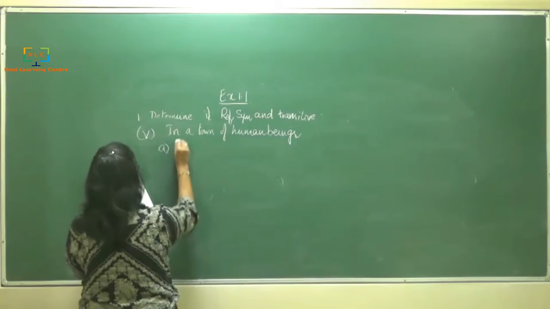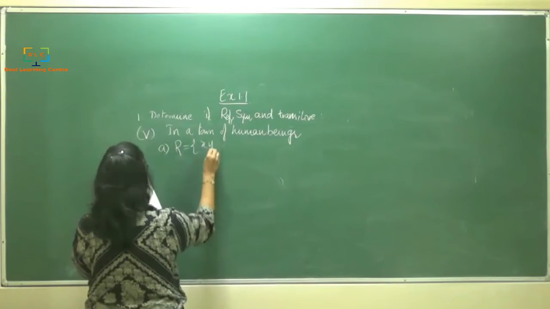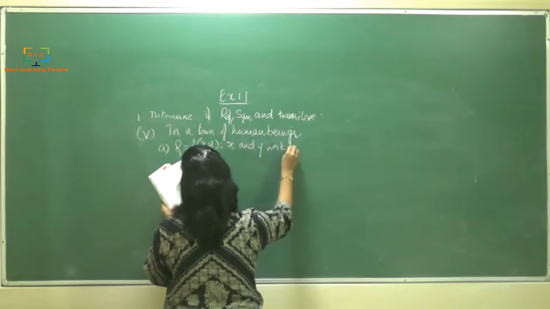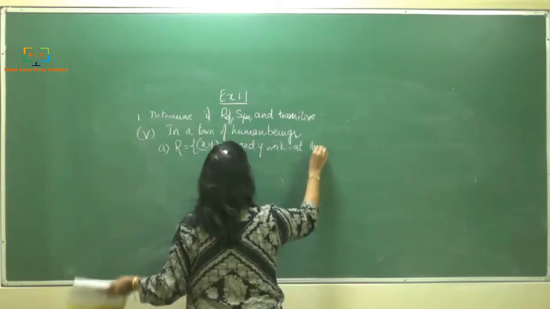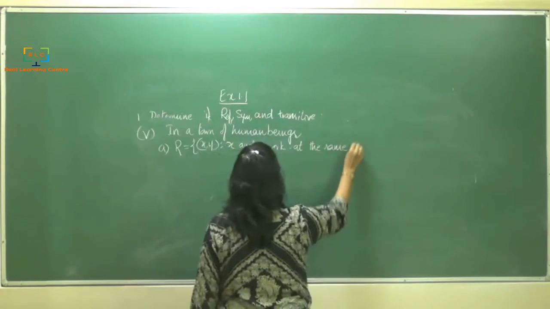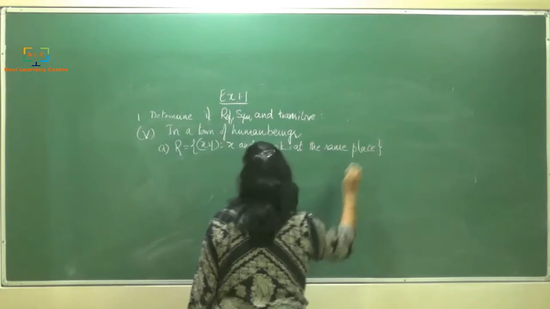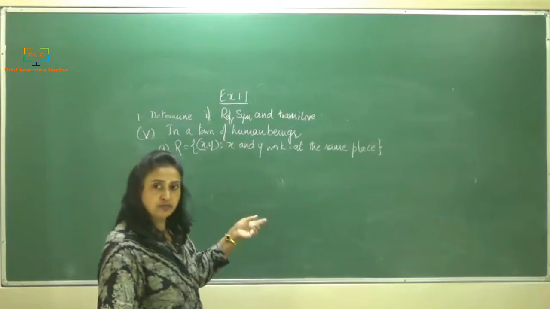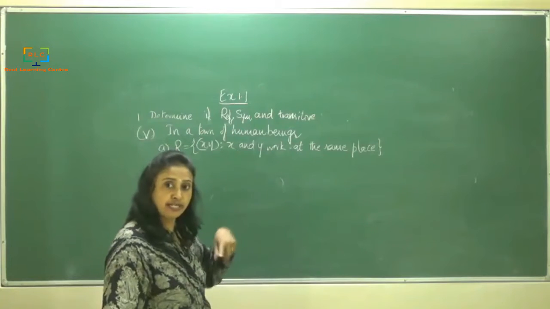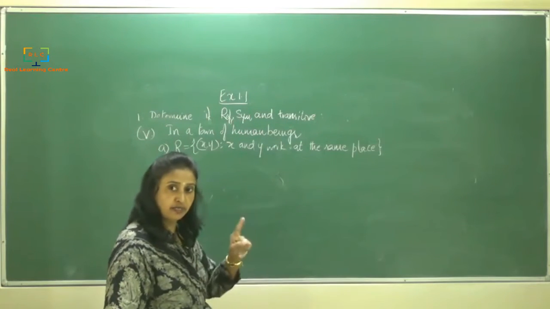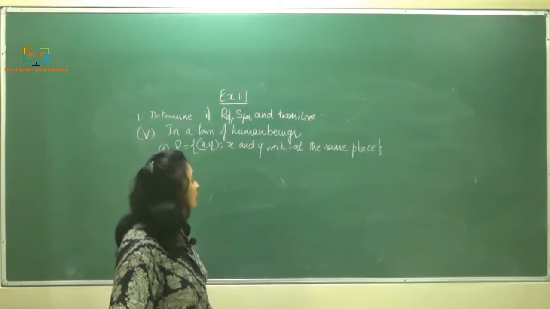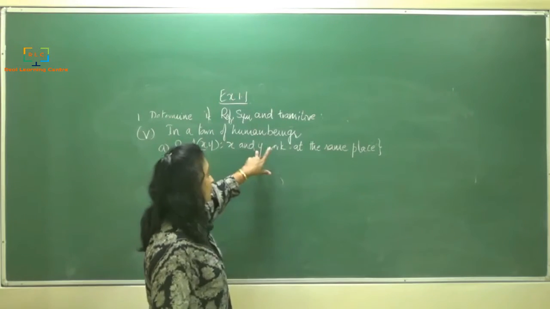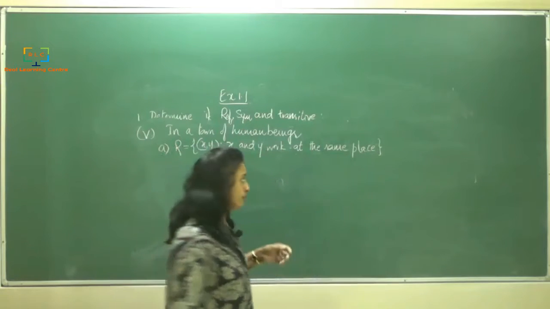Under that, R is equal to (x, y) such that x and y work at the same place. Okay, now this I shall tell you orally. In the place of y also I will take x only. I should take one element, is it not? One element is one person. The same person I will put in the relation and see whether it is true or not. x and x work at the same place. Yes, it is true. So reflexive.